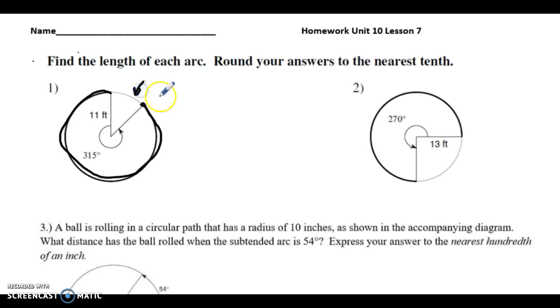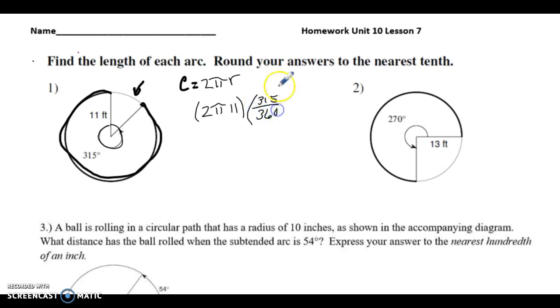So first of all, you need to know the circumference formula, which is circumference equals 2 pi r. And so I know the radius, so 2 times pi times 11 would give me the whole circumference. But I'm not looking for the whole circumference, I'm only looking for a portion of it. And that portion is 315 degrees out of the total 360 degrees. So I'm going to multiply that by the portion I'm looking for, 315 out of 360.